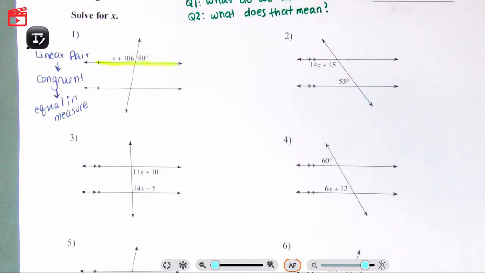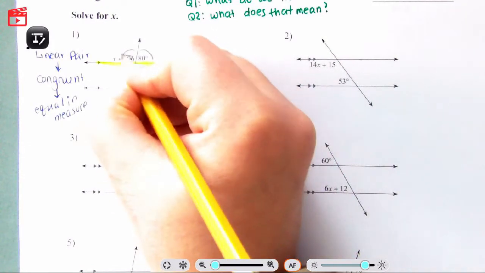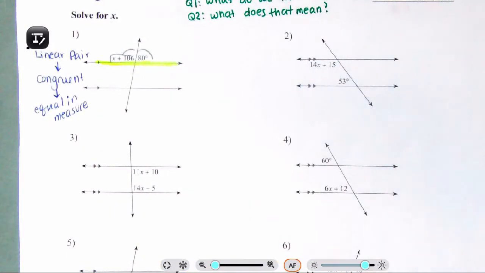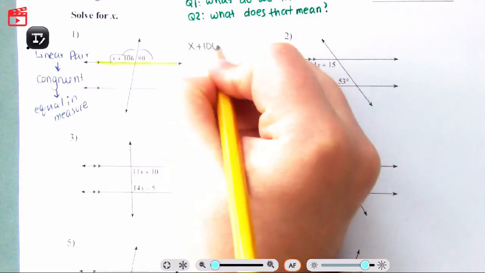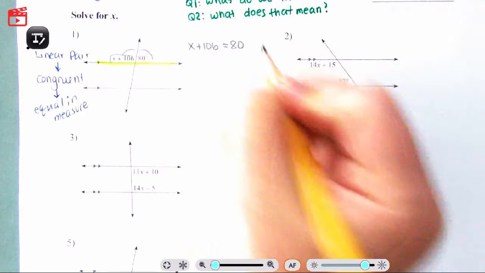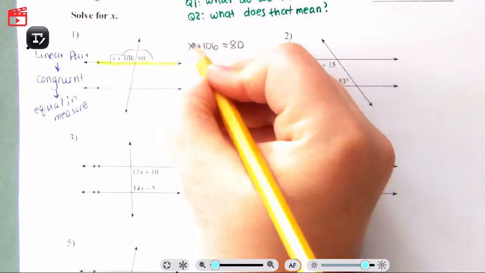So what does that mean? That means that these two angles, this angle and this angle, are equal. So we're going to set it equal to each other. So we're saying x plus 106 is equal to 80. And again, what is our objective? We're trying to solve for x. We're trying to get x by itself.